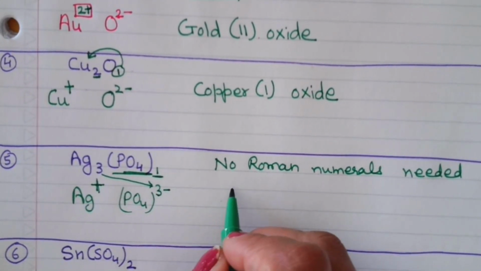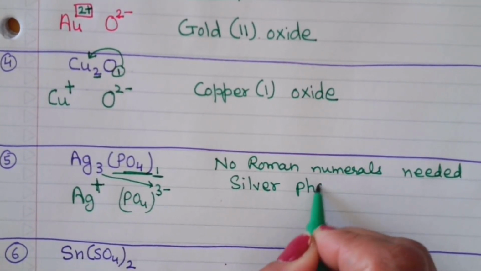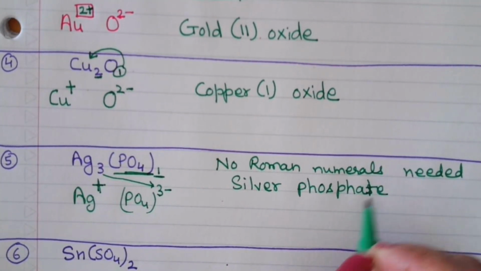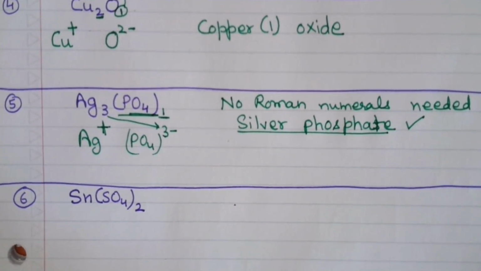Right? So the name would be silver phosphate. We would not write silver(I) phosphate. Right? So this is the right name of this compound.